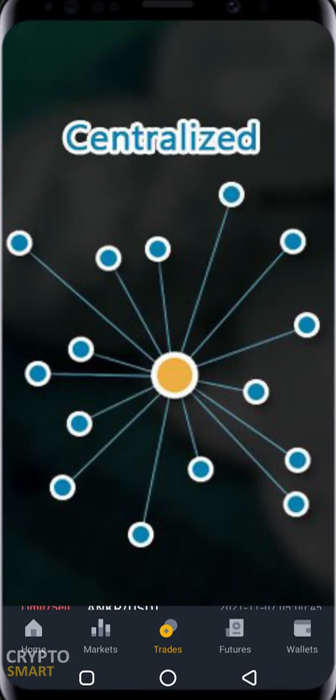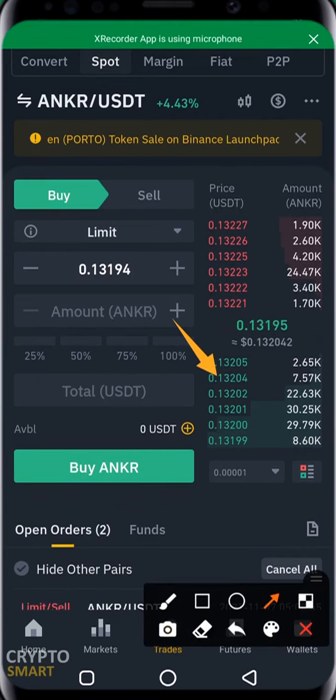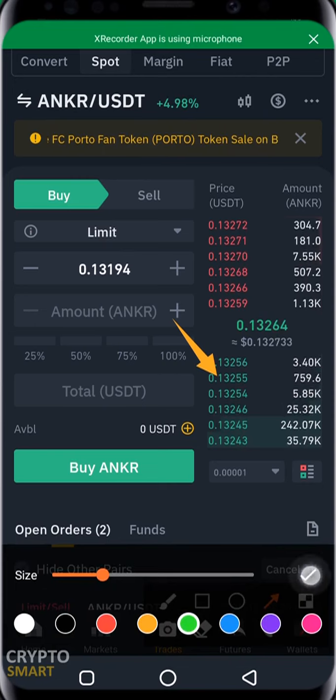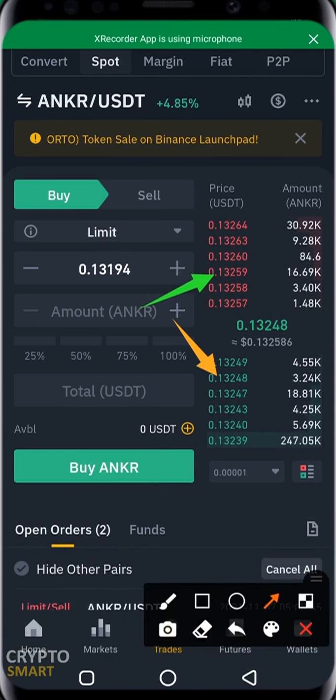Lest we forget, a centralized exchange matches buyers and sellers via an order book. A crypto exchange order book consists of 3 parts. We have the buy orders. So this is the buy orders. And we'll have the sell orders. Let me just change the color to indicate the sell orders. So this is the sell orders. And we have the trading history.